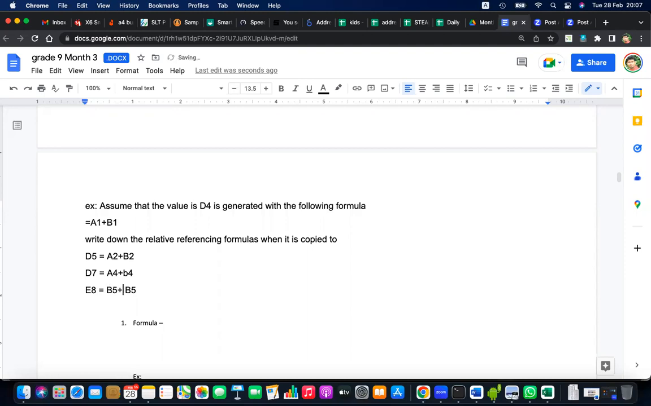A needs to change to B and B needs to change to C. So B5, C5. B5, Anjana is correct.